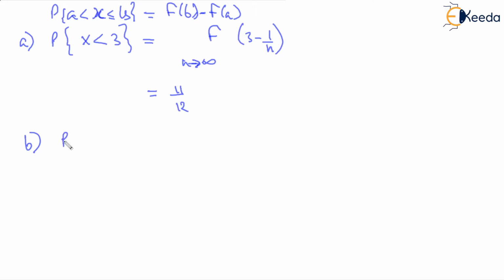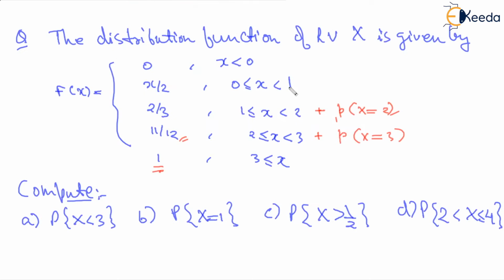Second part is x equal to 1. So you want a density right at one point, which is x equal to 1. Now if we check the graph, or if we check the function, it is x by 2 up to x less than 1, and then suddenly this becomes 2 by 3. Can you tell me what will be the value of f for this function? What will be the value?